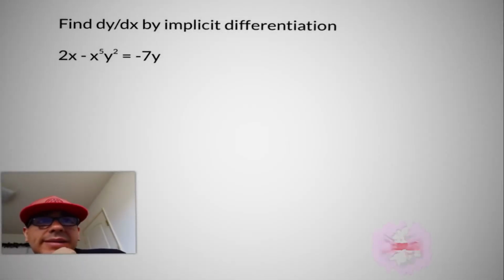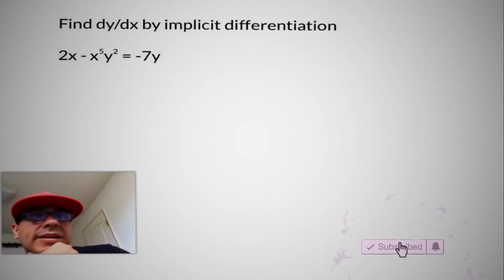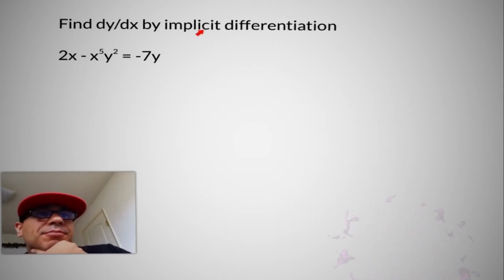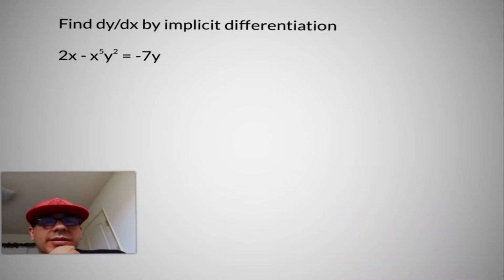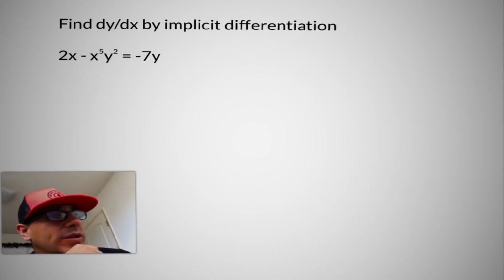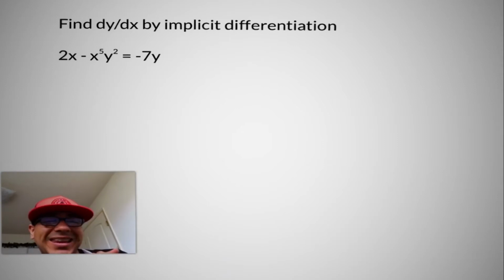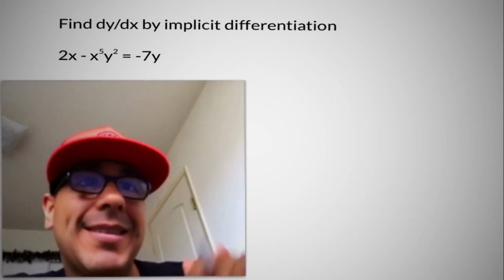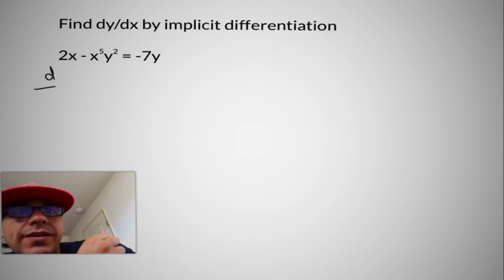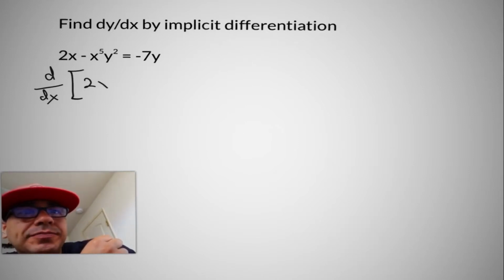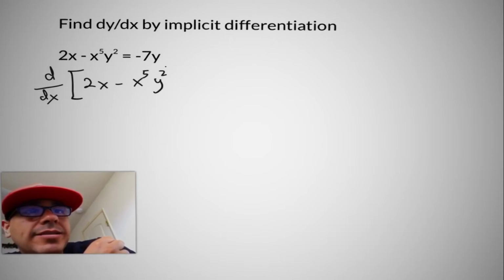All right, mathletes, so let's go ahead and find dy/dx by implicit differentiation. We know the drill. This problem's a little bit more involved, a little bit more complicated, but we got this. We're going to take the derivative of both sides here. Let's derive both sides like it's 1999.